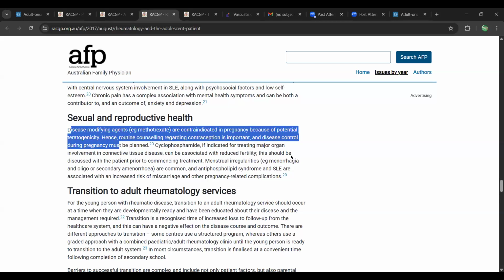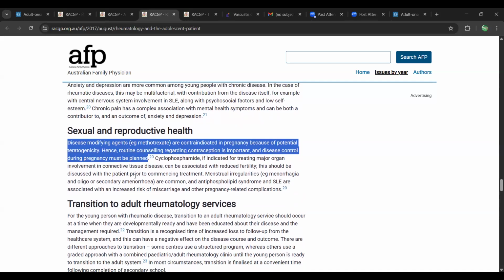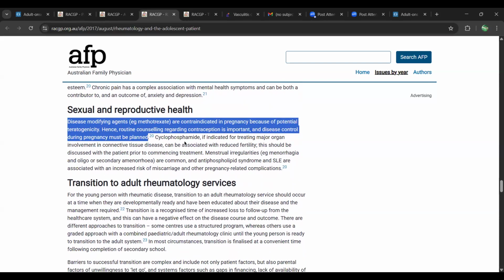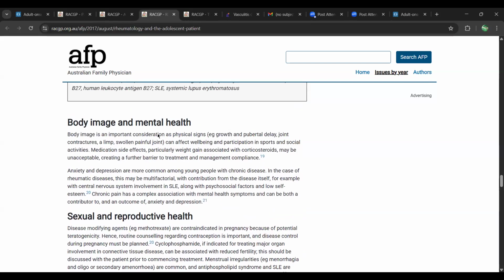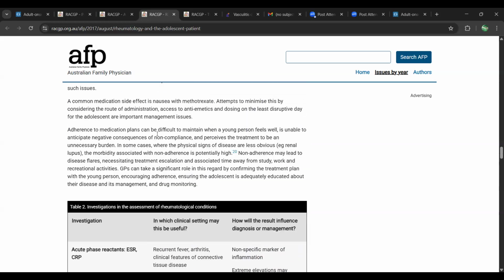So how you have to be aware when giving methotrexate, it's contraindicated in pregnancy, right? So you need to give counseling regarding contraception and disease control during pregnancy. So any patient getting methotrexate or any other teratogenic agent, you need to give them counseling, right? That has come in one of the questions in relation to tretinoin for skin disease, right?